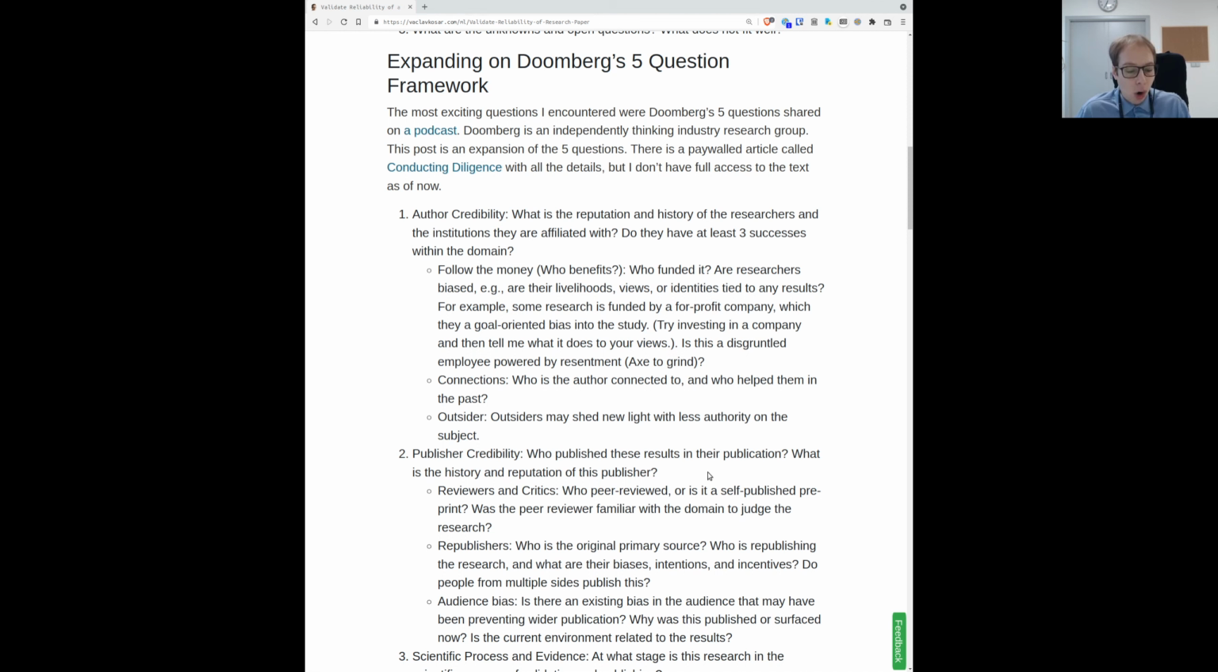Then you have audience bias. Throughout history, there are various popular ideas in populations, and there may be a significant bias in the audience, preventing wider publication of certain ideas and not other ideas. Why was this published now? Is there something about the current environment that's related to the results?